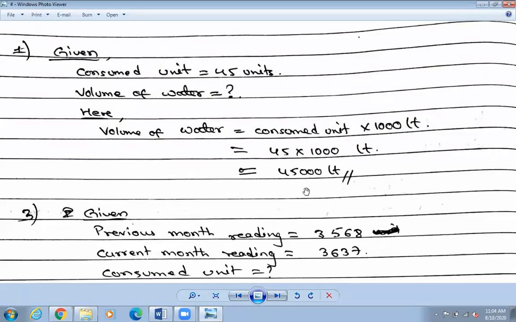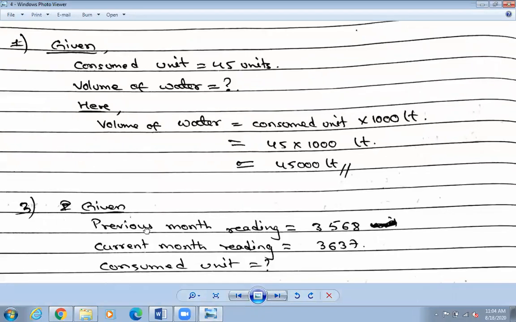In a water meter reading, the previous reading was 3,568, and the present reading, that means the current month's reading, okay, so the previous month's reading was 3,568, and the present month it is 3,637 units. That means find the consumed unit. How much bill came, how many units did you use? So that you need to find out.